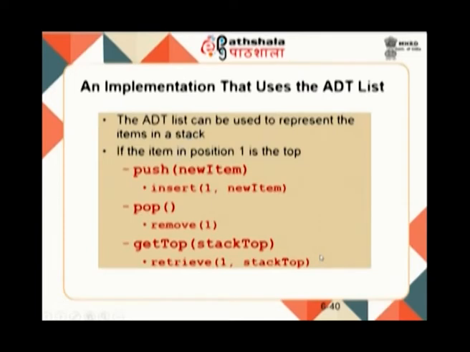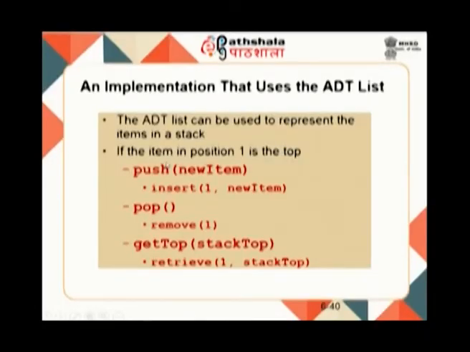Now, we go to using the ADT list. So, that is another way of implementing the stack. This is interesting because it is the first time we are using an ADT in an application. ADT list can be used to represent the items in a stack. So, if the first item in position 1 is the top, then push new item is insert 1 comma new item. Insert, remember, is an ADT list operation. And then pop is remove 1, remove the element at the top of the stack. Get top is retrieve 1 comma stack top. We are assuming insert, remove and retrieve are available to us as list operations.